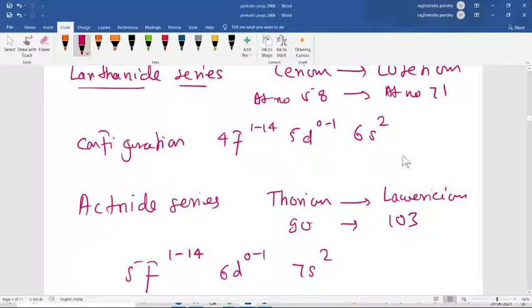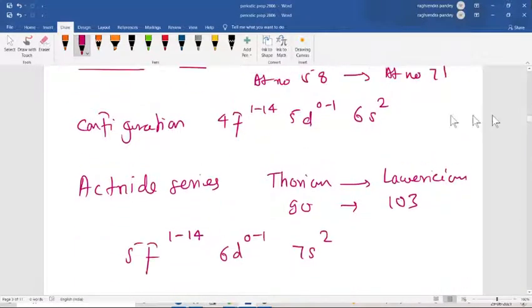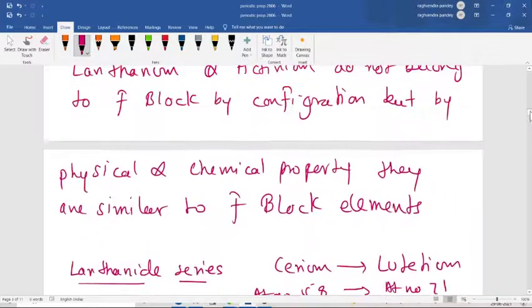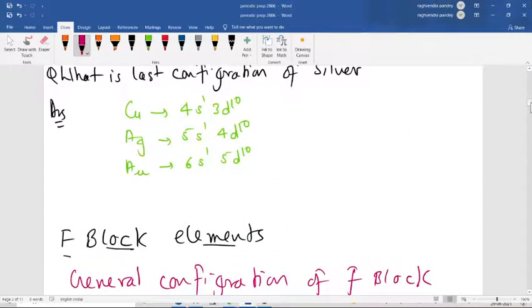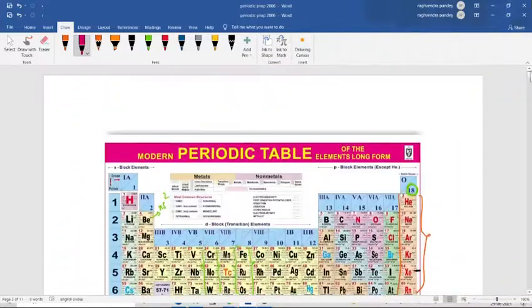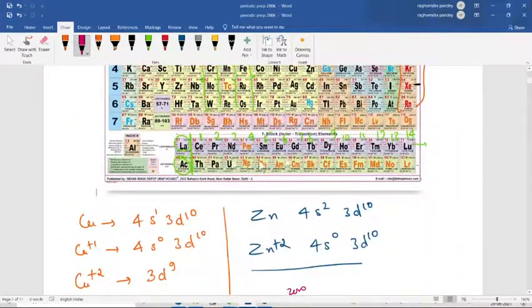So that is the configuration 4f 1 to 14, 5d 0 to 1, 6s. That you will study in 12th class. Just remember the general configuration. The main study is in 12th class. Here there is just an introduction because we are studying the periodic table. For the f block, they don't give any.